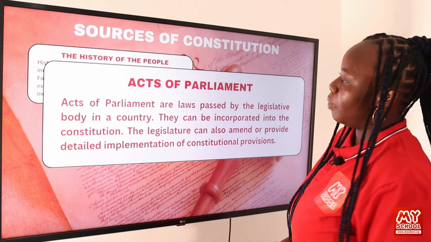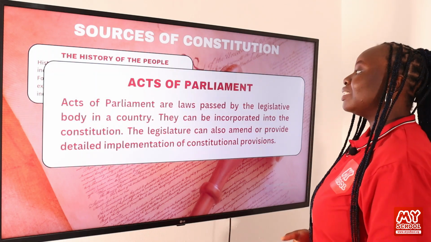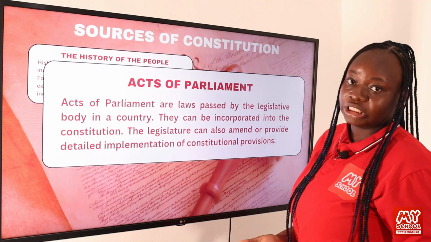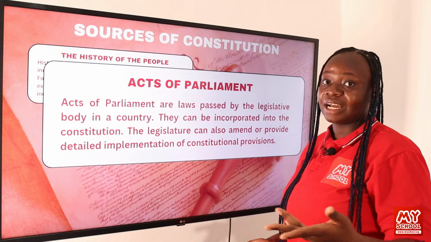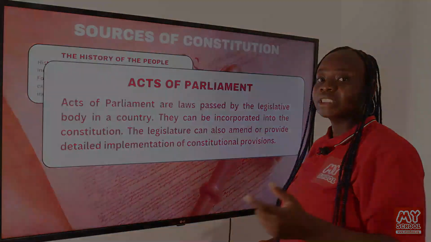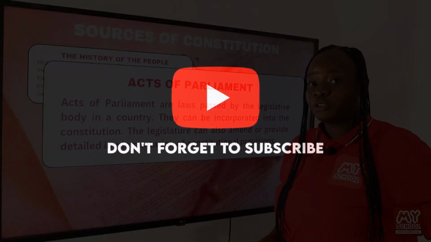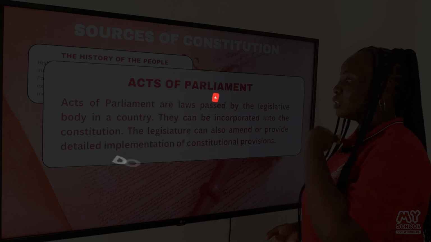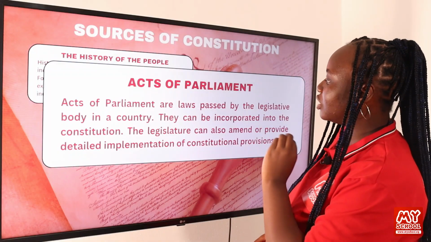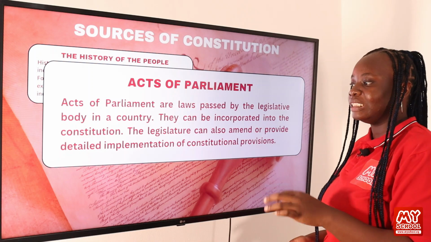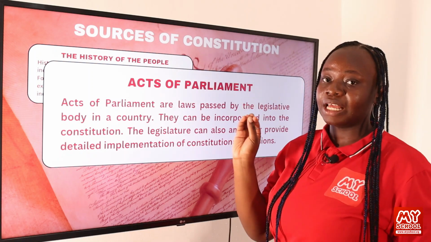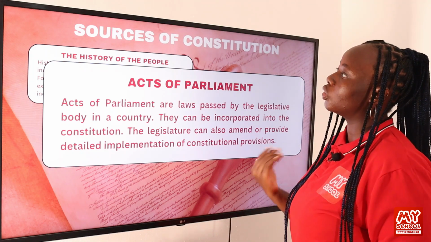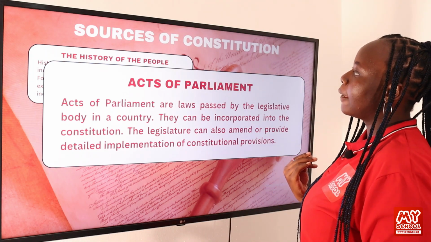We also have the Acts of Parliament. So Acts of Parliament are laws passed by the legislative body in a country. So that is the duty of the legislature. They pass acts, they pass laws. So these laws can then be a source for the Constitution. They can be incorporated into the Constitution. The legislature can also amend or provide detailed implementation of constitutional provisions. So Acts of Parliament is a source of Constitution. Now let's move on to the next one.